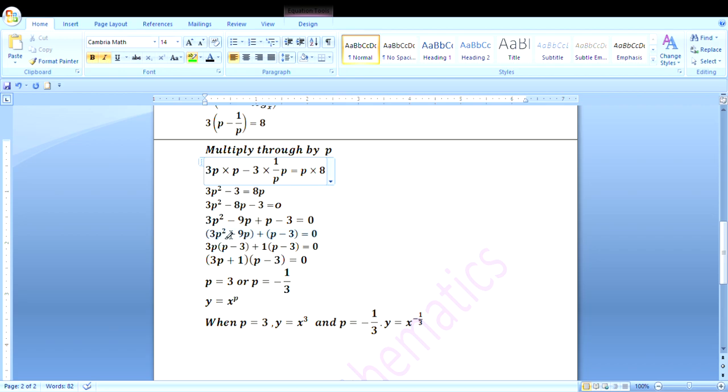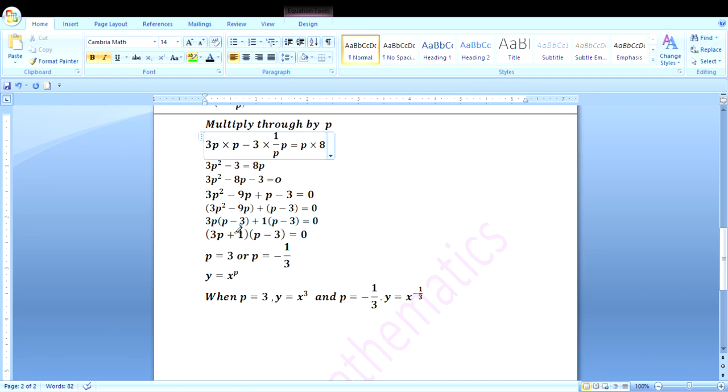Now the common factor between 3p squared and 9p is 3p. So if we bring out 3p, we have 3p into p minus 3, plus the common factor of p minus 3, which is plus 1. So this becomes 3p plus 1 into p minus 3 equals 0. So that p is equal to 3 or p is equal to minus 1 over 3.